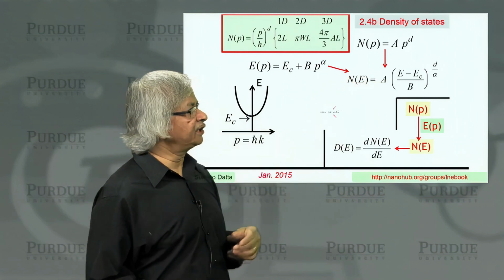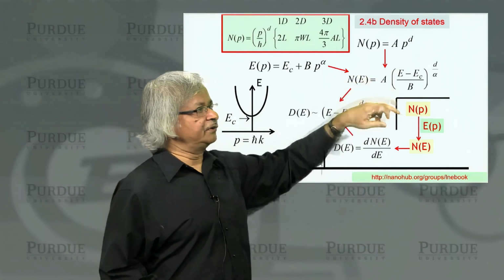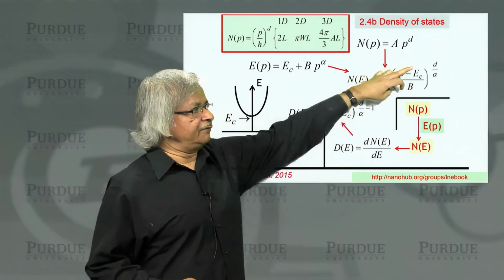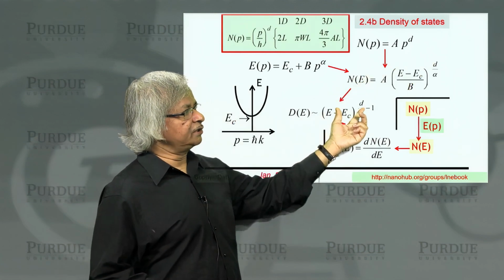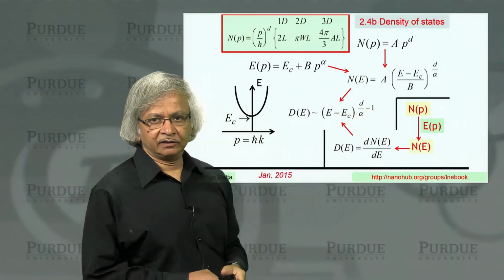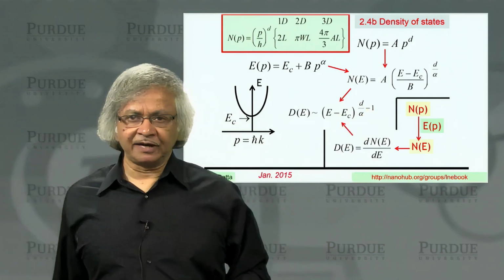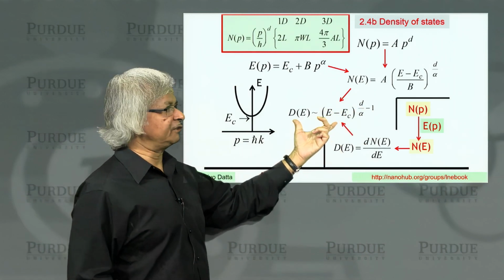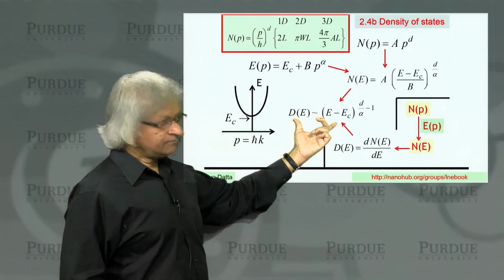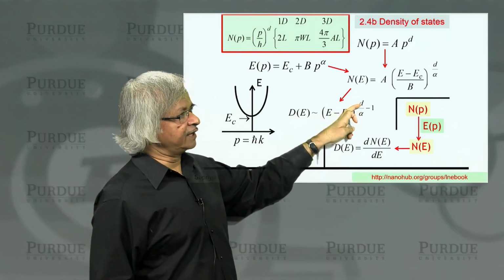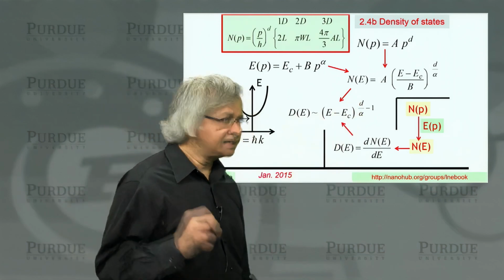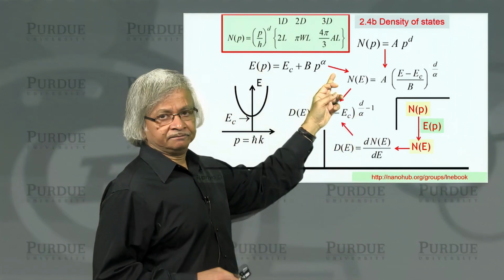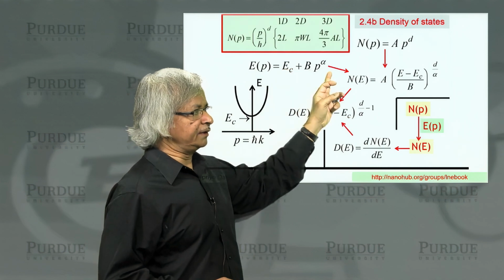So when you take the derivative, as you know, when you take the derivative of, say, something to the power d over alpha, what you'd get is this quantity to the power d over alpha minus 1. That is, whenever you take a derivative, it subtracts 1 from the exponent. So that's the general expression for the density of states. Note that it depends on two things: d, which is the number of dimensions, and alpha, which tells you the energy momentum relation, how energy varies with momentum.